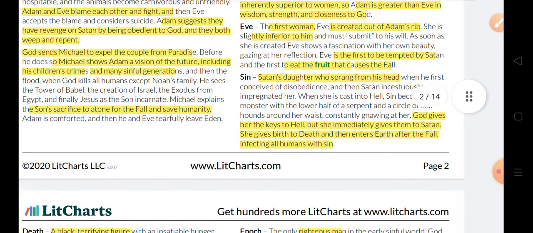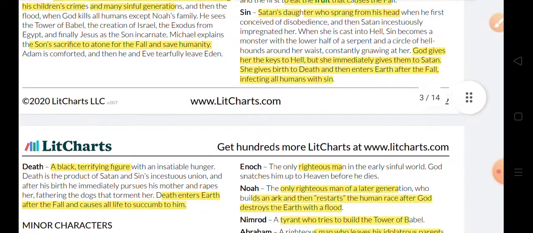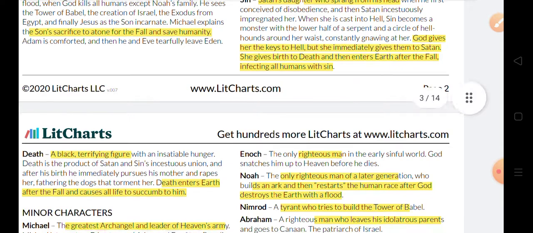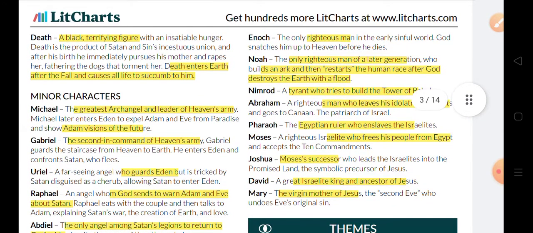And she caused the fall. And Sin, who is described as a character, Satan's daughter, sprang from his head, and God gives her the keys to hell, but she gives them to Satan, and she gives birth to Death, which enters earth after the fall, inflicting humans with sin. And Death, another son of Satan, is described as a black, terrifying figure that enters earth after the fall and causes all life to come to him.